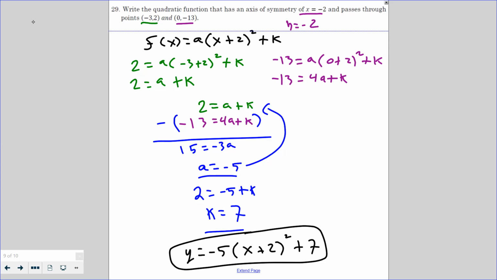Any questions about that? Does that make sense? All right, so we have one more problem left. It's going to be a word problem. Ready to keep going? Is anyone still copying? All right, let's keep going.